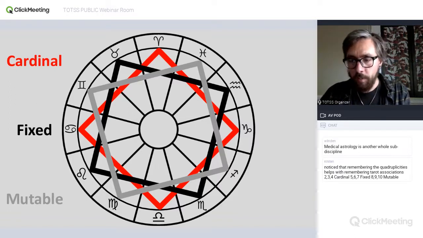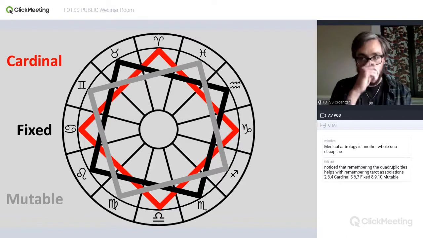Let's see, we got a comment here from Kristen. She says, notice that remembering the quadruplicities helps with remembering tarot associations: 2, 3, 4 cardinal, 5, 6. Right, the attributions of the small cards to the decans. Yeah, definitely.